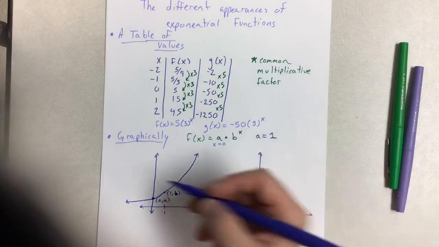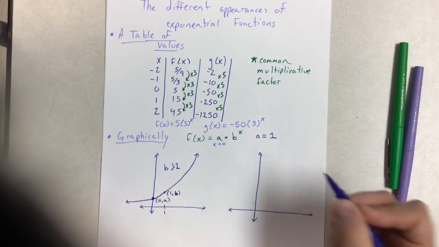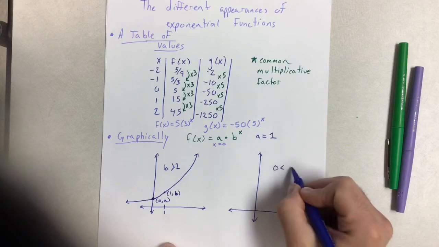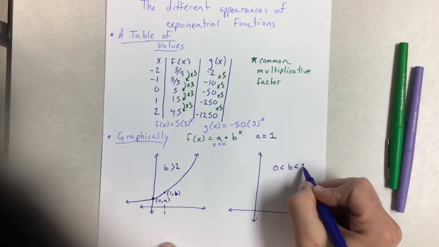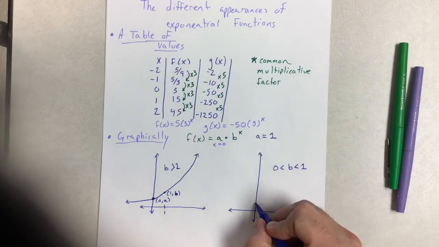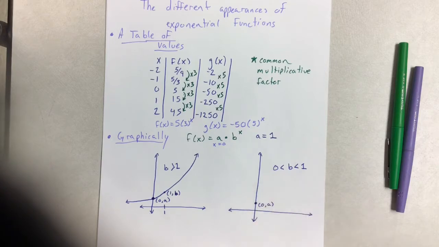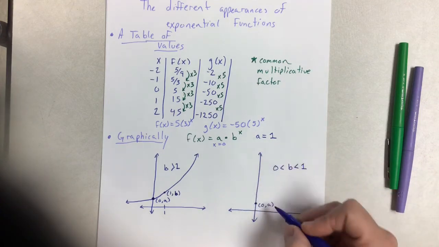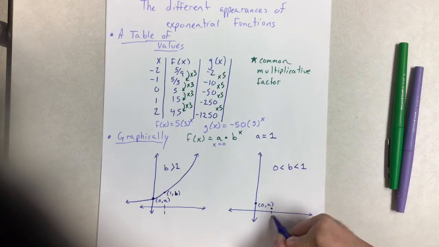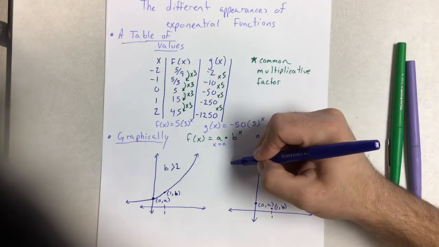So this is where b is greater than 1. What if b is between 0 and 1? So we're examining values like 1/3, 3/4, 1/2. What do we see here? Again, our y-intercept is still the value of a. And then we see that our function is decreasing.